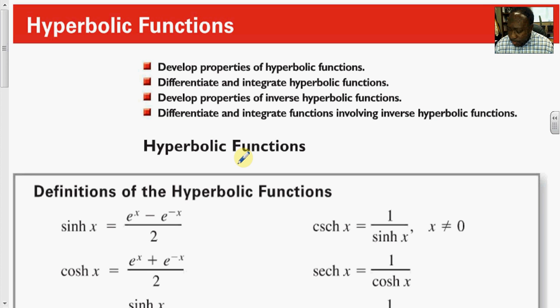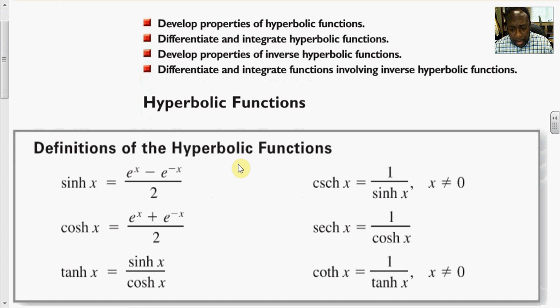Hyperbolic functions. Here we want to develop the properties of hyperbolic functions to show how to differentiate and integrate hyperbolic functions. The two basic functions, the definitions of hyperbolic functions, are based on the hyperbolic sine x and the hyperbolic cosine x. They are defined here in terms of the exponential form.